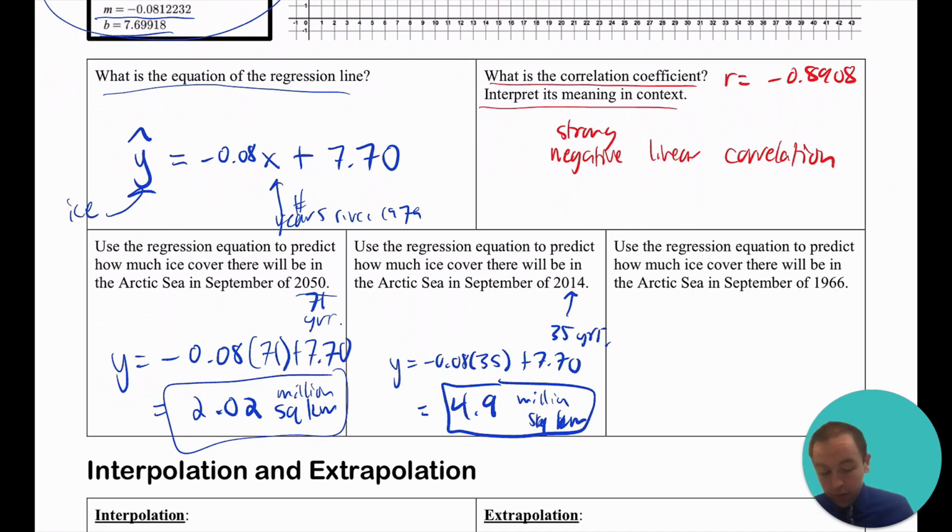And then finally in 1966, we could also make a prediction. In terms of number of years since 1979, it's not really since because it's before. So it's going to be 13 years before, so you'd have to plug in a negative 13 for x to make that particular prediction. Evaluating that, we come up with about 8.008 million square kilometers for a prediction using that line of best fit.